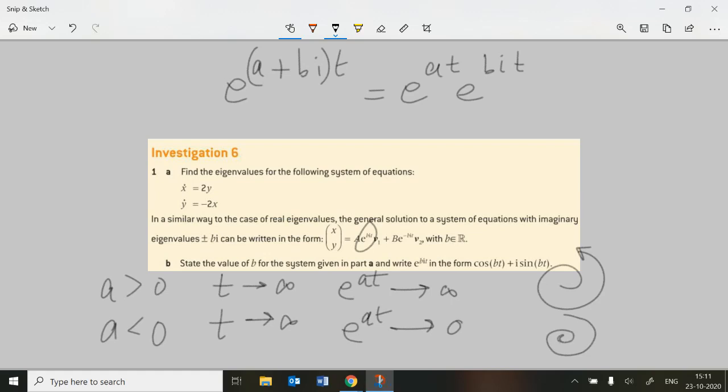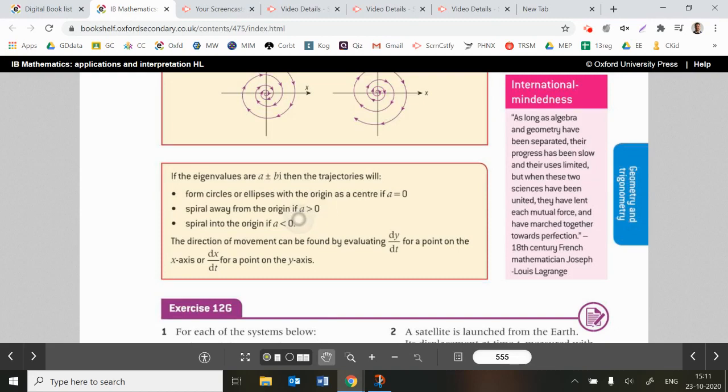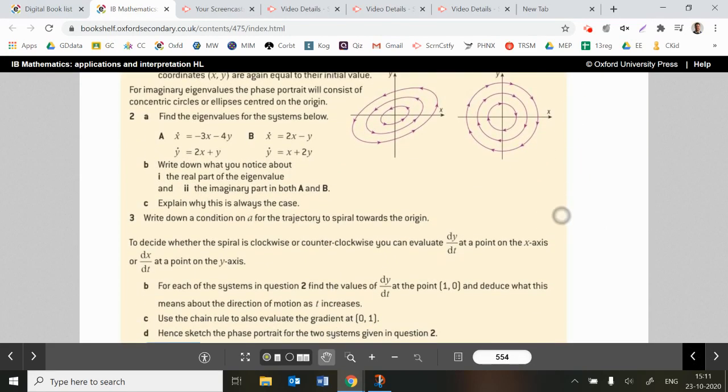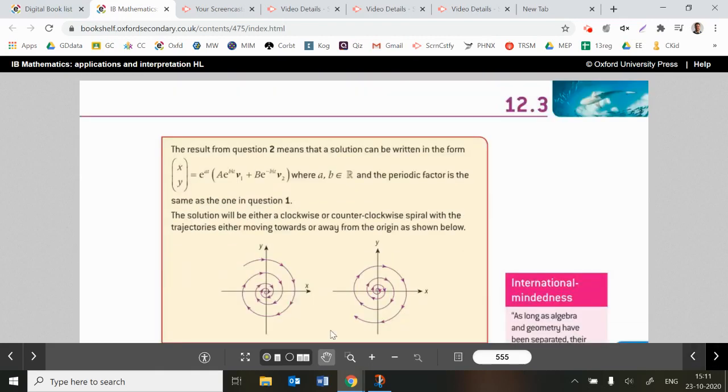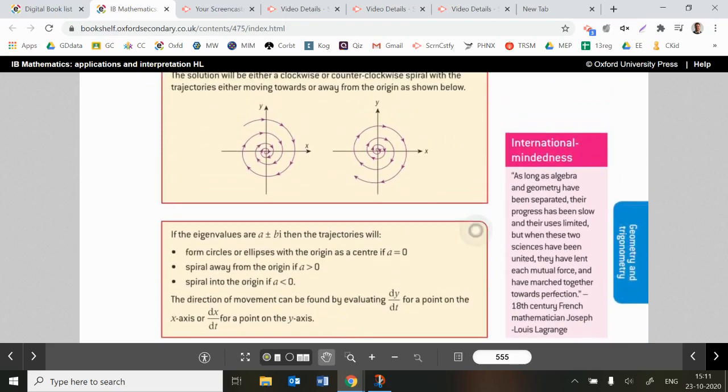So the circle or the ellipse will spiral around either out of control or going towards the origin. Okay, and that's essentially the point which they're making here. Now, I really don't think that it's necessary for you to go and do the rest of the investigation, although of course it's great to have more practice. But 2, 3, 4, and so on just leads to that discovery, essentially, that we're either spiraling outwards if A is positive, and we're spiraling inwards if A is negative.